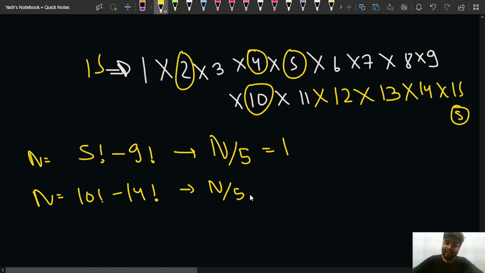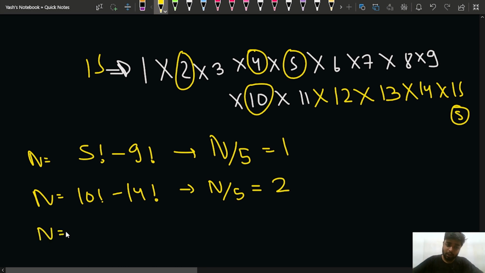So that is nothing but n divided by 5 again. Suppose the n value is anything between 10 and 14, like 10, 11, 12, 13 or 14. If I divide any value in this range by 5, I'll get an answer of 2, because two trailing zeros were there.